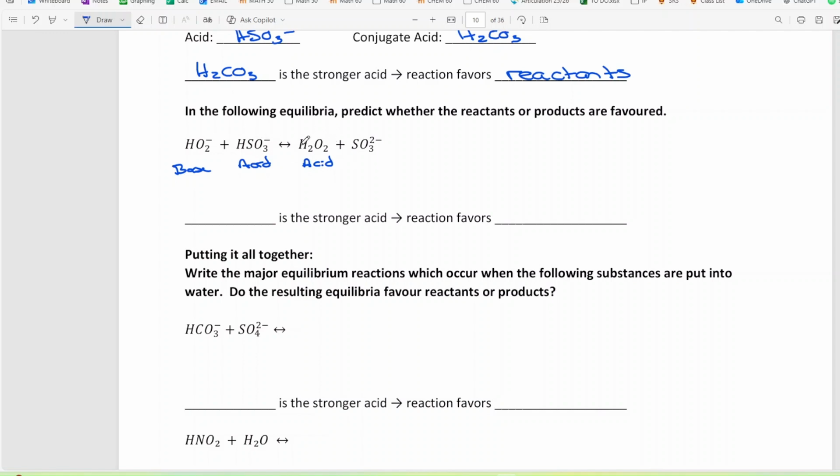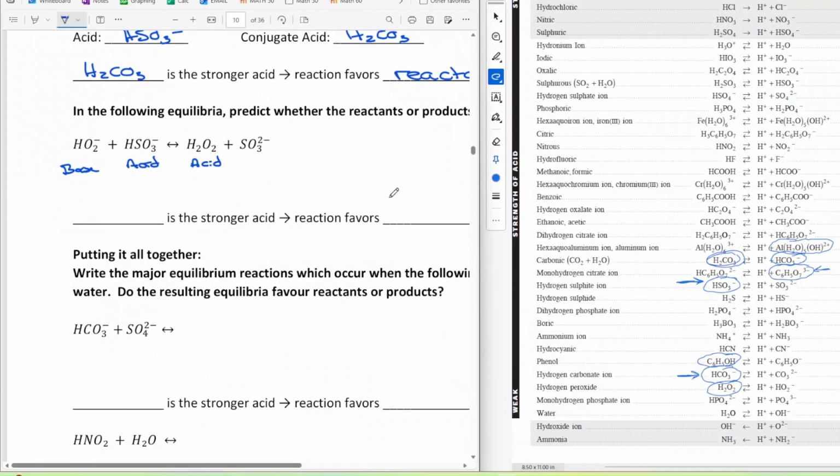Of these two acids, HSO3 minus and H2O2, which one is the stronger acid? Again, HSO3 minus is here, and H2O2 is surprisingly weaker, right? Because it is diprotic, you'd think that it would be stronger, but it's not. So in this case, my HSO3 minus is my stronger acid, so the reaction is going to favor the products.